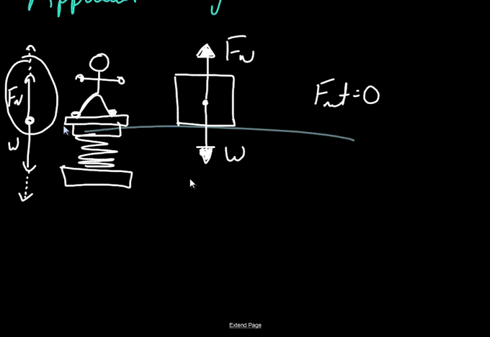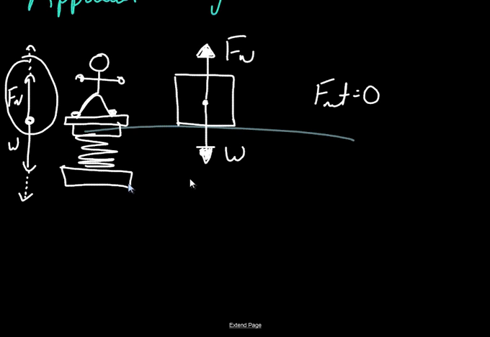Then something interesting might happen. First of all, what happens if you and your scale jump off the side of a cliff and you're falling down? What would your scale read in that scenario? What do you think it would read? Would it read your weight, if you and the scale are both falling?